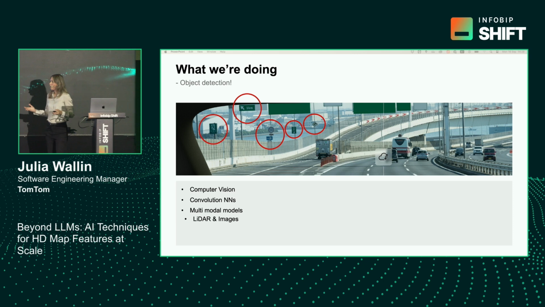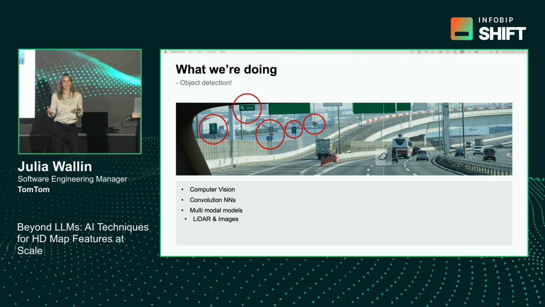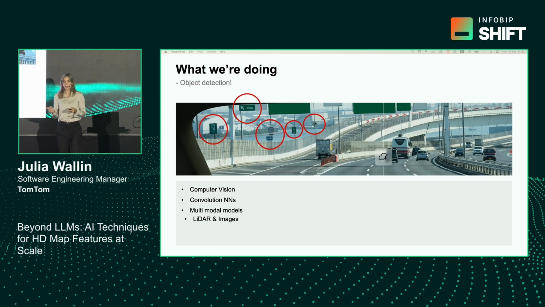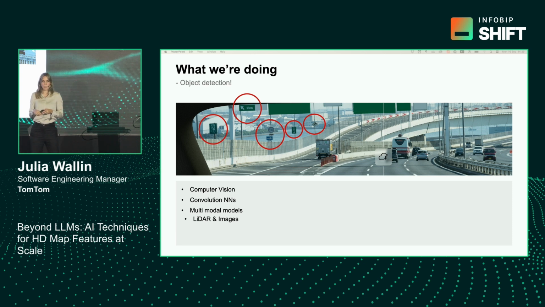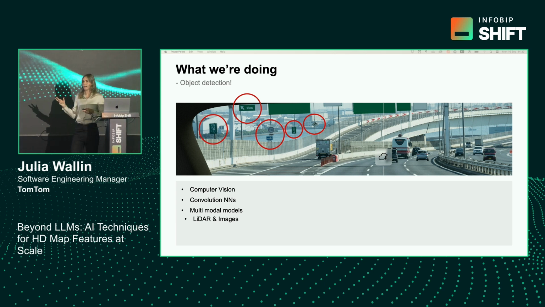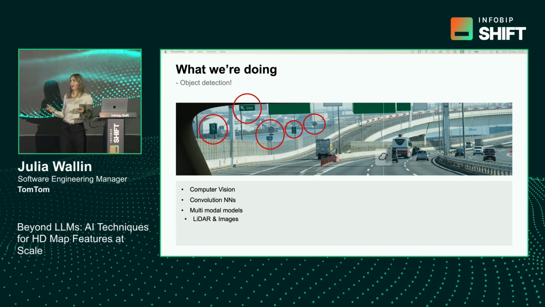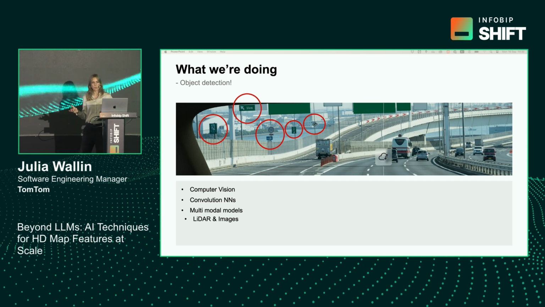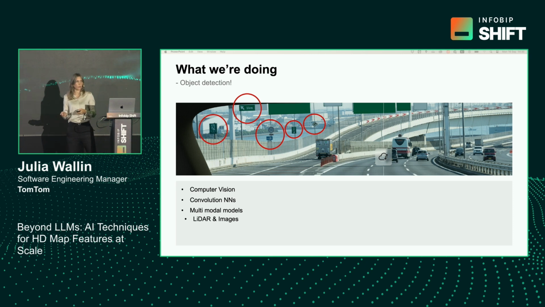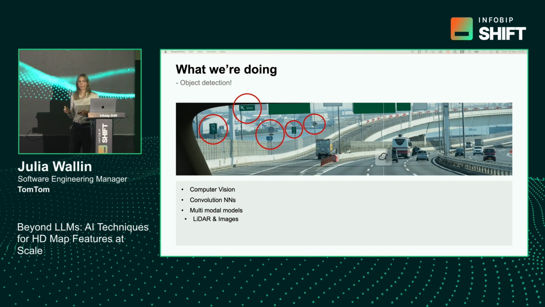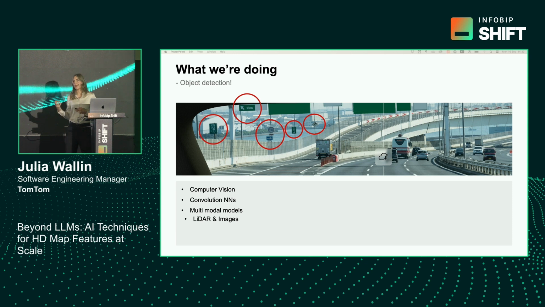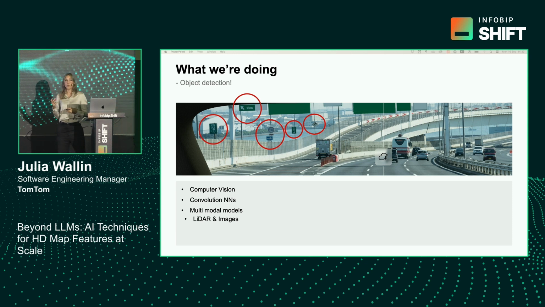So what are we doing? We are doing object detection. So here, in this image, all of these road furniture objects need to be detected automatically. So now we're talking about computer vision tasks. Our detection model is multimodal. Oh, that's a difficult word in English. We use LiDAR scans together with images and have created a model with very high recall.